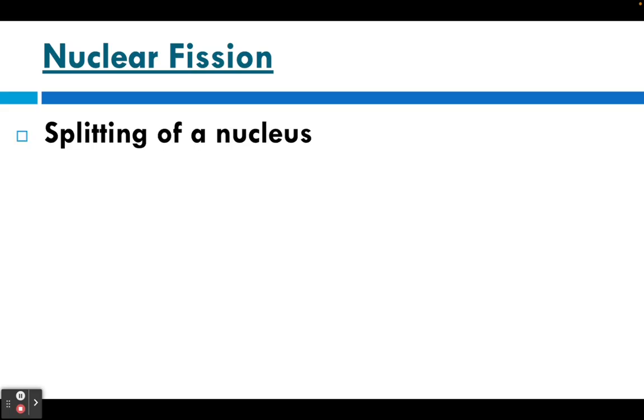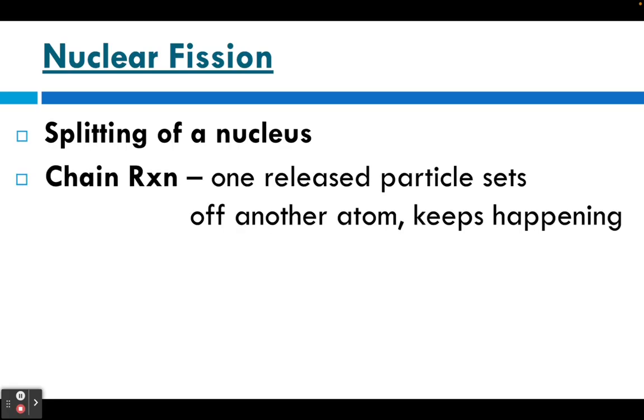So let's talk about nuclear fission. Nuclear fission is the splitting of the nucleus. Fission is the splitting, where nuclear means nucleus, so we're splitting the nucleus. This will then cause a chain reaction. If the nucleus splits, it'll split into different parts. It will release particles from the nucleus, and one of those particles, usually a neutron or several neutrons, will be released from the nucleus.